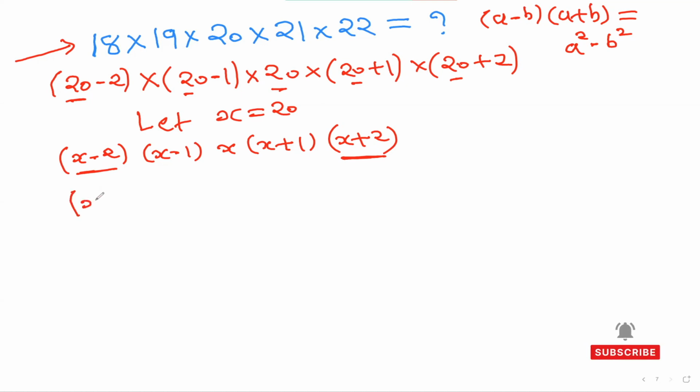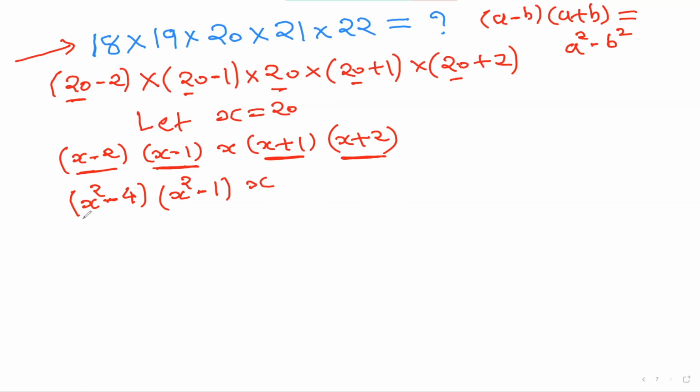So this will give me x square minus 2 square. 2 square is going to be 4. And this is x minus 1, x plus 1. This will also become a minus b, a plus b. So a square minus b square, which will give us x square minus 1 square, which is just 1. And then I do have x with that.